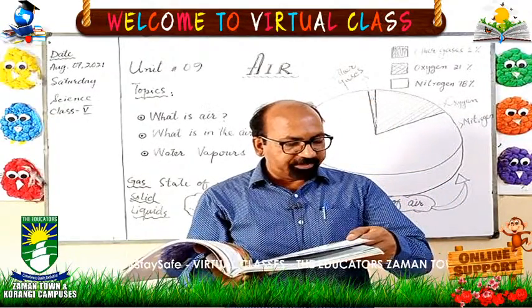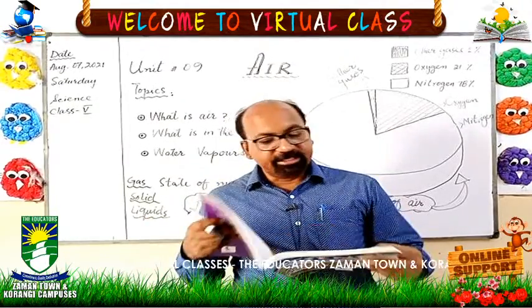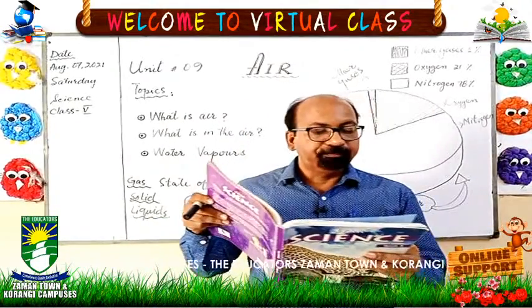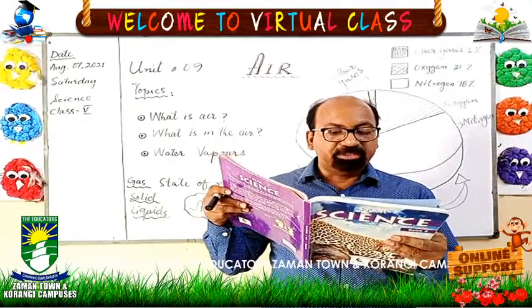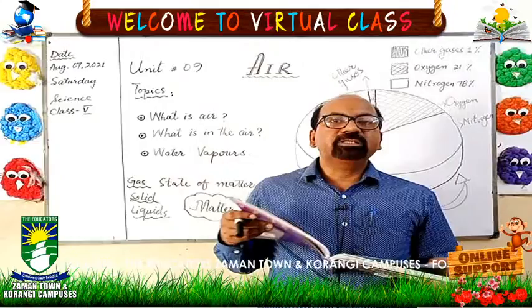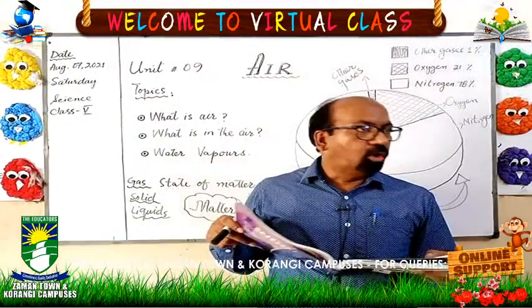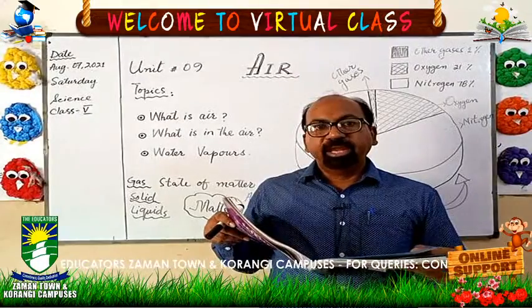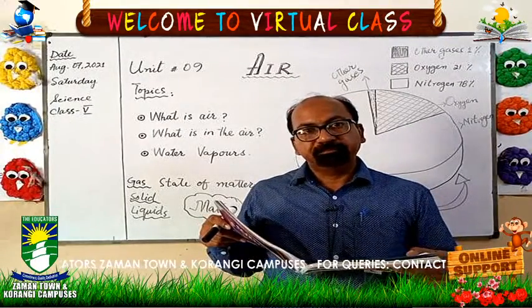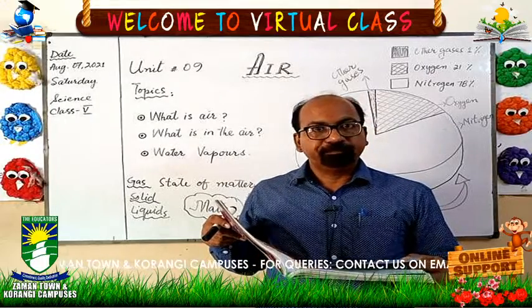Open your books at page number 150, water vapors. Let's see what is written in your book. Air also contains water vapors in varying amount. Varying amount means in a different amounts. Sometimes the water vapors are more in the air. It means more humidity. Water vapors are making the humidity level.